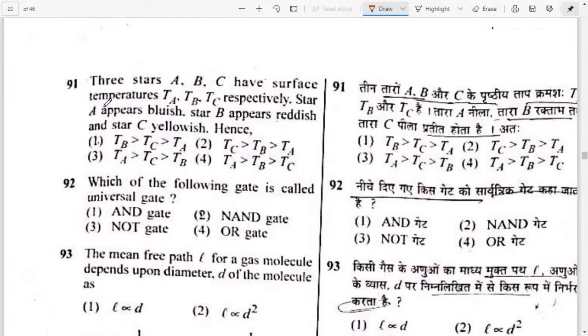Question number 91. 3 stars A, B, C have surface temperature TA, TB and TC respectively. Star A appears bluish, star B appears reddish and star C yellowish. Hence, you know VIBGYOR. So, yellow is middle and red is having low energy or temperature. Red is going to be less, whereas blue is going to have high.